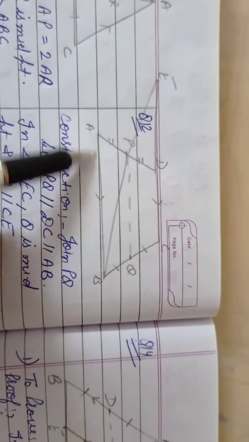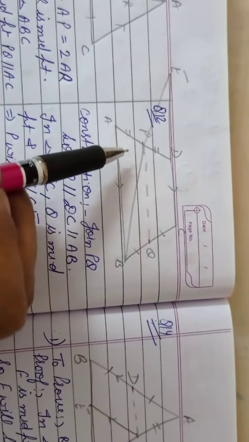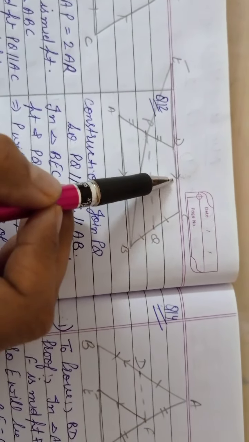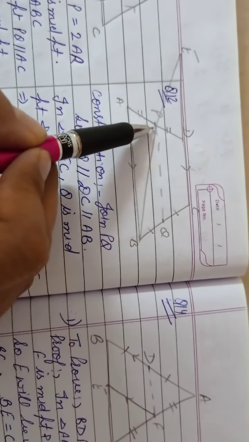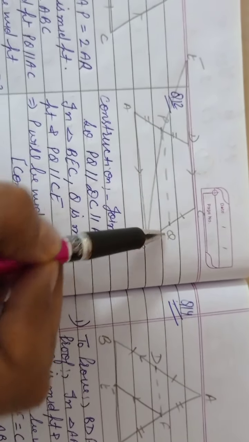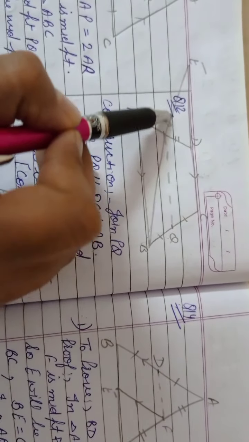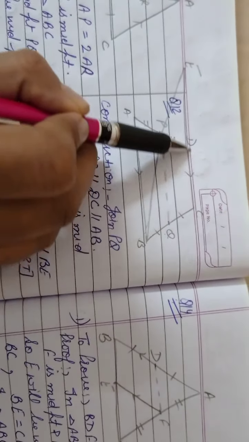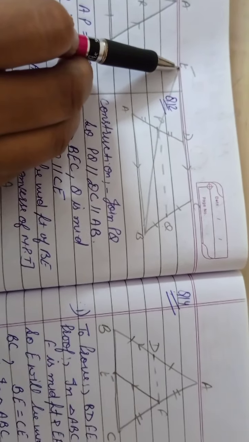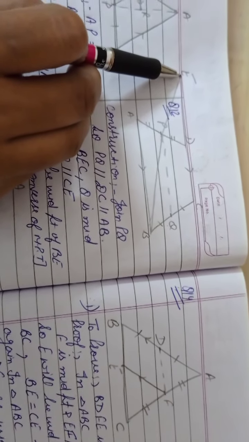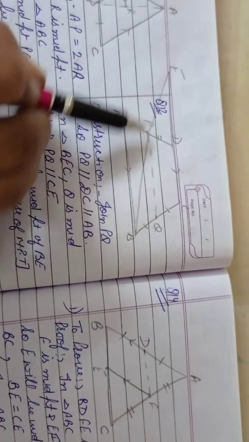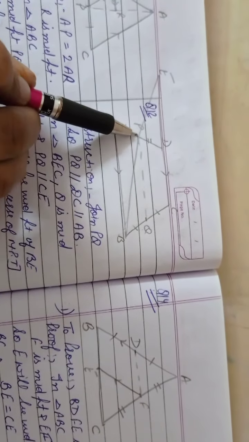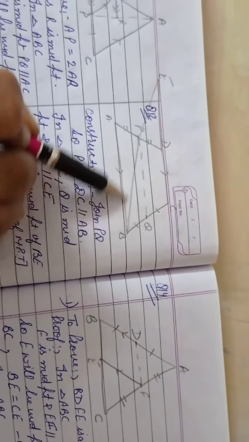12th question. You are given a trapezium, clear, in which AB is parallel to DC, and you are given P and Q are the midpoints, clear. BP produced meets CD produced at point E. This way you have to draw the figure. And in the first part you have to prove P bisects BE. That means you have to prove that P is midpoint of BE.